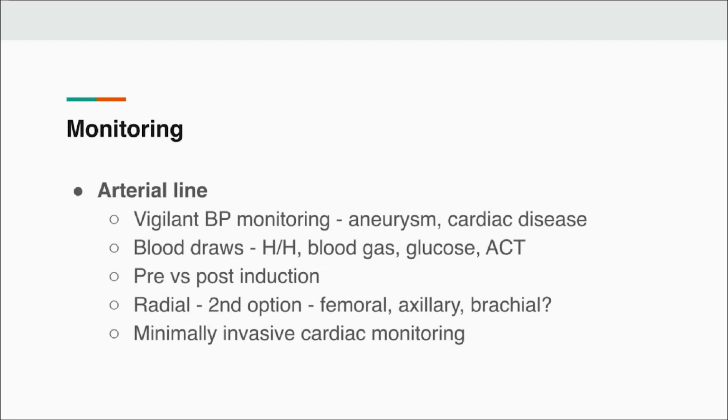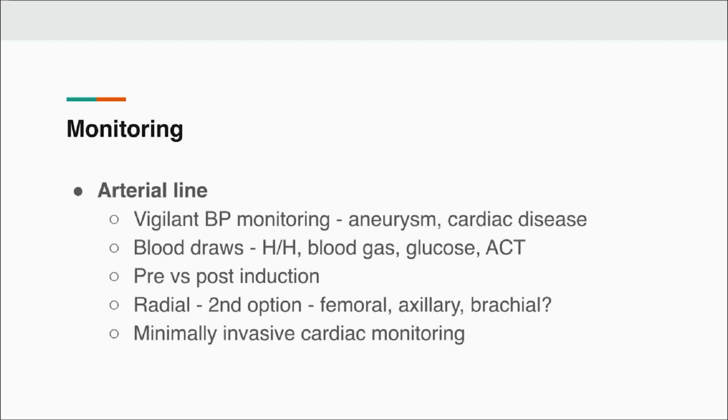Our first option is usually a radial arterial line, and that's because the hand has collateral circulation with the ulnar artery. But if we can't get a radial for whatever reason, it's really a question where we go next, and whether that be femoral or axillary or brachial. And the question mark after the brachial is because it doesn't have collateral circulation, and it is a risk to have a thrombus in the brachial artery and end up with a cold hand afterwards. So we really should be careful about placing brachial arterial lines.